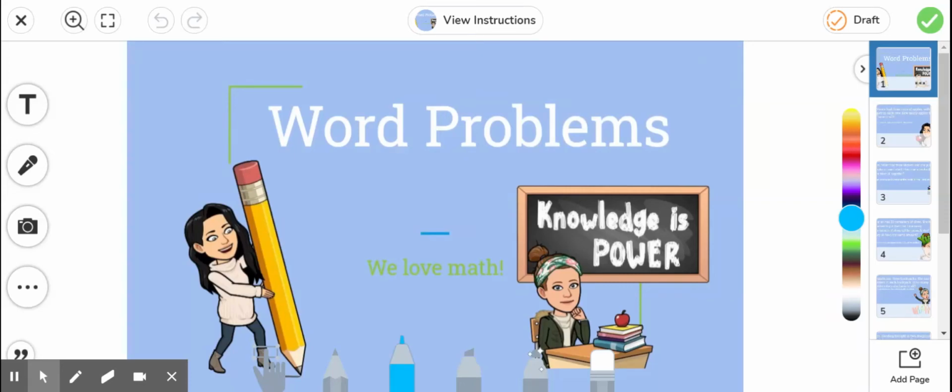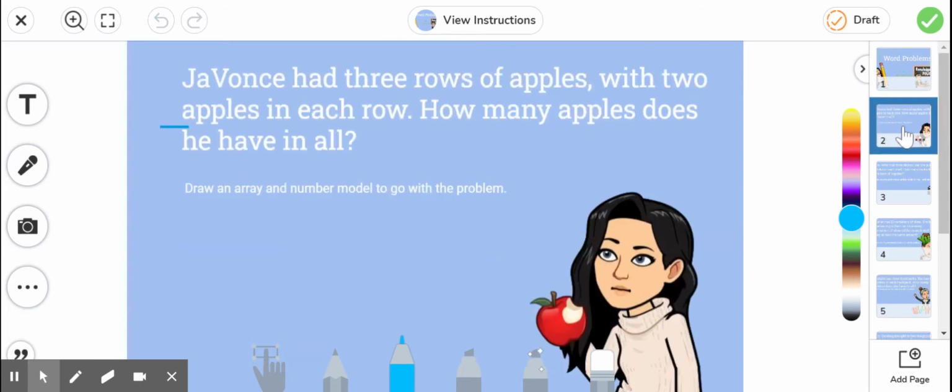Hi friends, today's math lesson is about word problems. Now, a lot of times second graders and even older students just want to add the two numbers that are given in the word problem. But you're going to have to think and draw an array to help you figure out these answers.